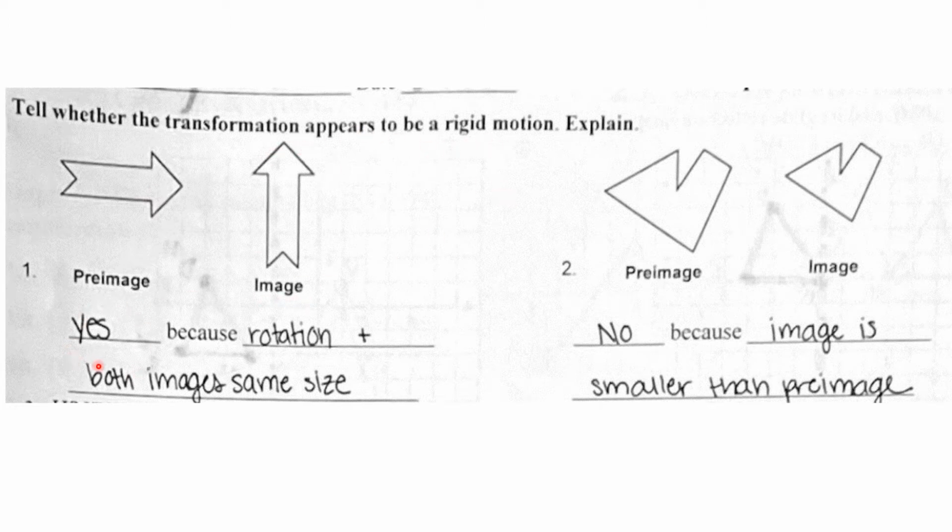So I said, yes, it is a rigid motion because it looks like it's a rotation, right? It kind of looks like we're just turning it a little bit. And both of the images are the same size. But in number two, this is not a rigid motion because the image ends up being smaller than the pre-image. And that's actually a dilation, which we'll talk about in section 9.6 tomorrow.